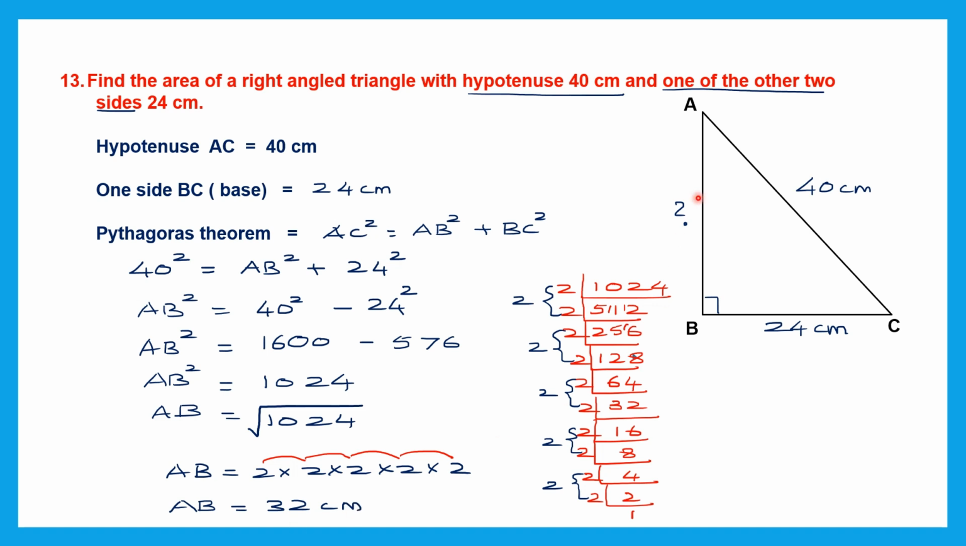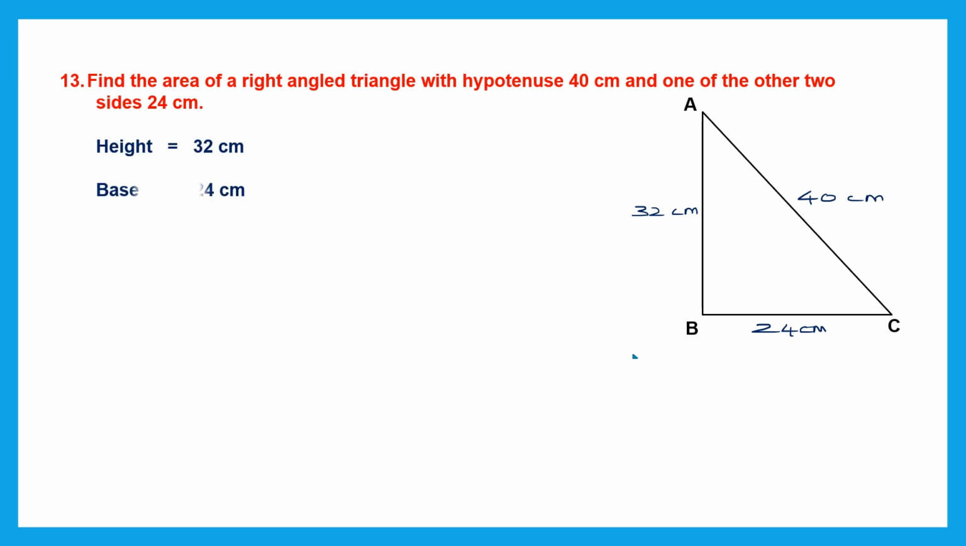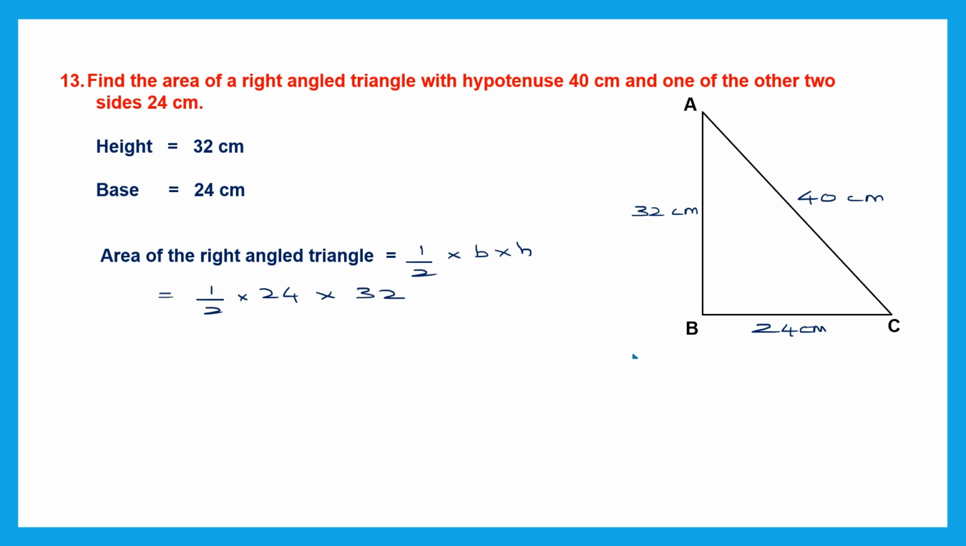That means we have found the height here. So height is now 32 centimeters. Now that we have the base and the height, we can find the area of this triangle. Let's find the area of the right angle triangle using the formula half base into height. So that is half into the base, 24 centimeters, and the height, 32 centimeters.